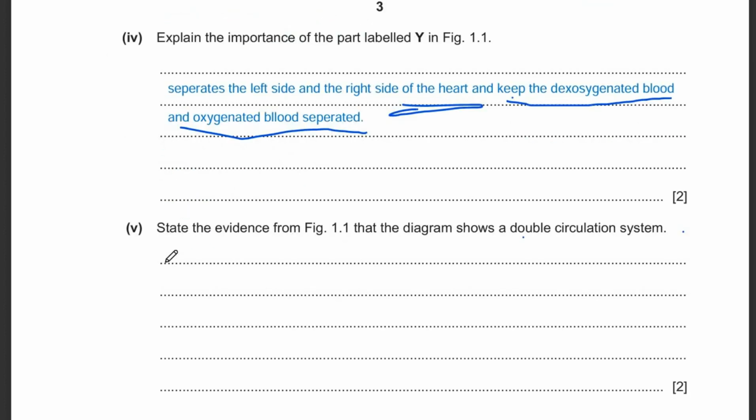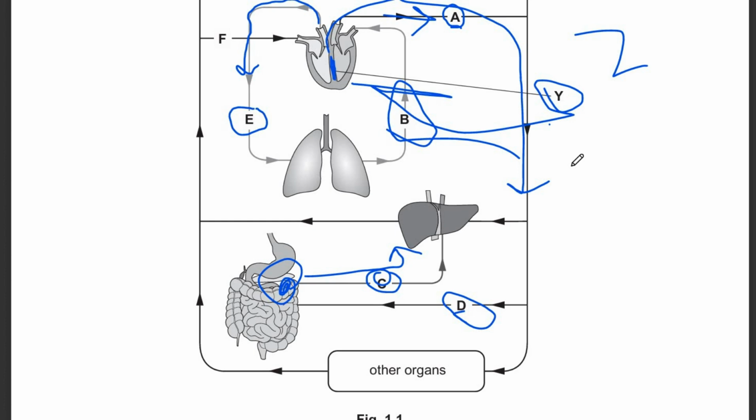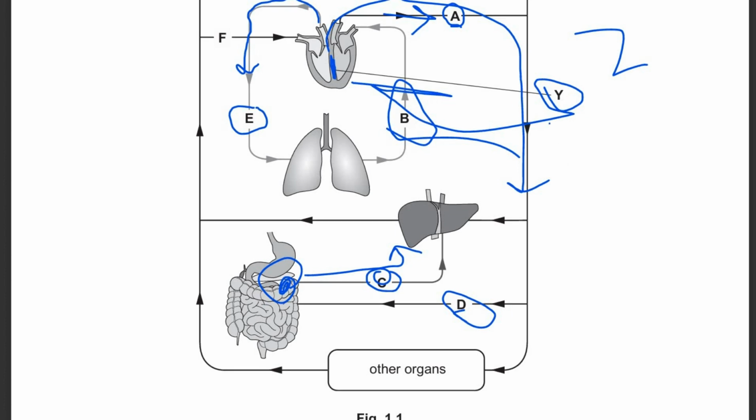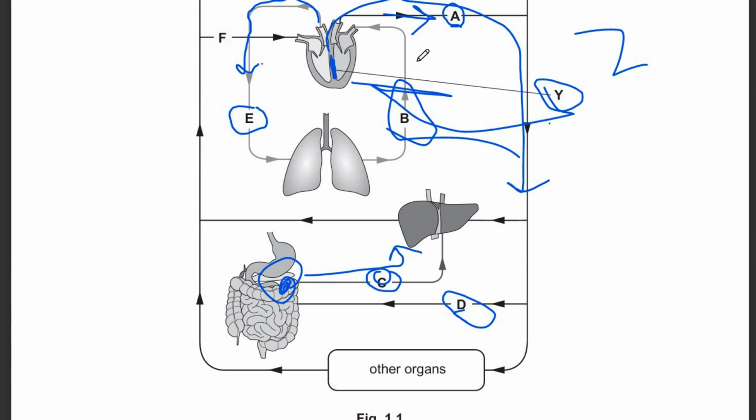Let's move on to question number 5 that says, state the evidence from figure 1.1 that the diagram shows a double circulatory system. So we have to tell how this diagram shows that this circulation is a double circulation system. So what actually does double circulation system mean? Double circulation system means, wait, let me change the color of my drawing. So the double circulation system means that there are two circuits in one complete cycle of the heart. Alright? In one cycle, the blood from the heart is pumped towards the lungs and from the lungs back to the heart. This is the one cycle.